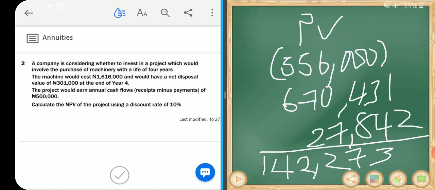And that's all for today's class. In the next class, we'll look at other situations and technicalities that have to do with NPV and also IRR.